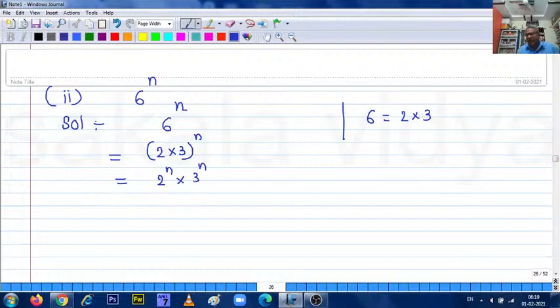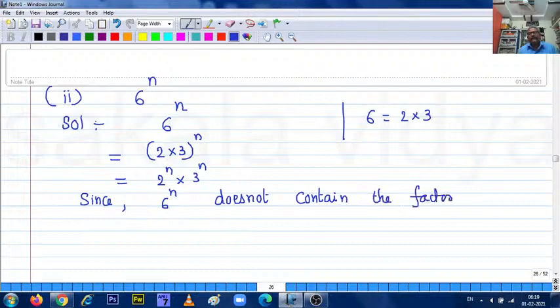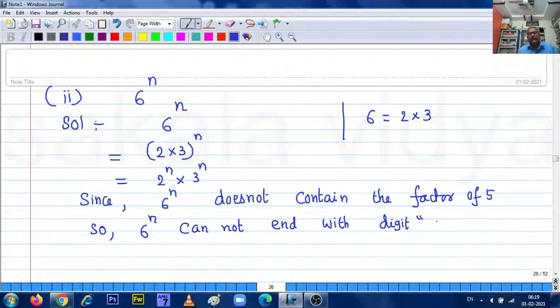So 2 raised to n cannot end with 0, and 3 raised to n also. Since 6 raised to the power of n does not contain the factor of 5, so 6 to the power of n cannot end with digit 0.